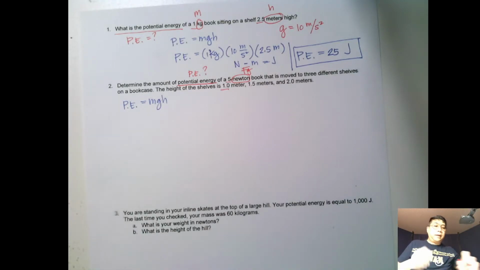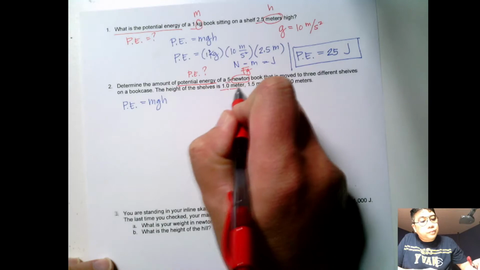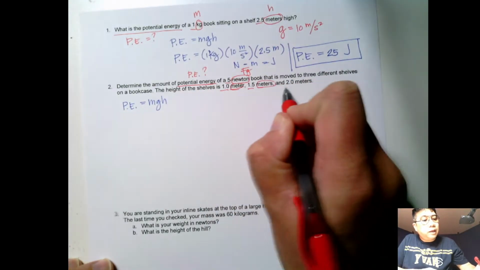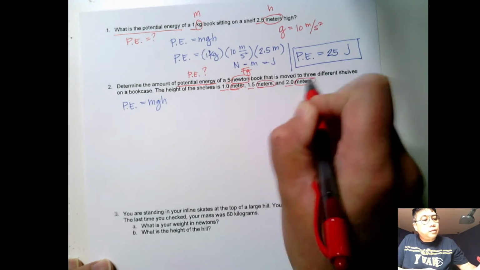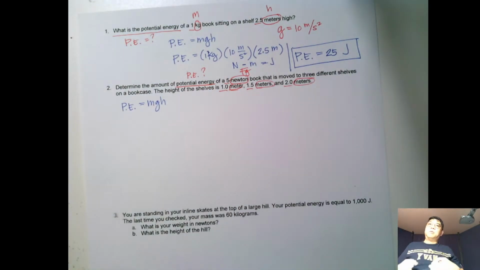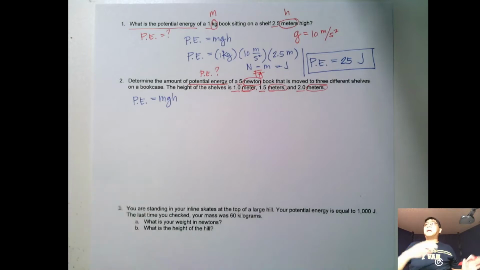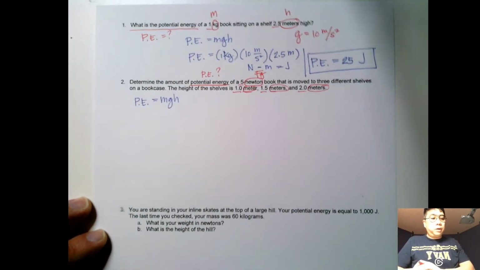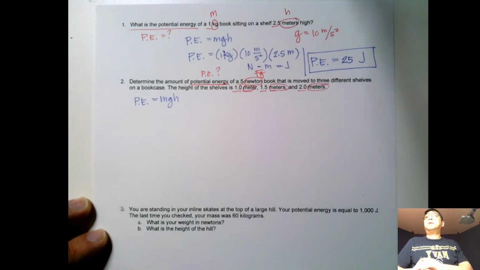So the first height is 1 meter. The second one is 1.5 meters. And then the last height is at 2 meters. So we're basically moving an object, and that object is a book, on a bookshelf or bookcase that has different shelves: 1 meter, 1.5 meters, and 2 meters high.